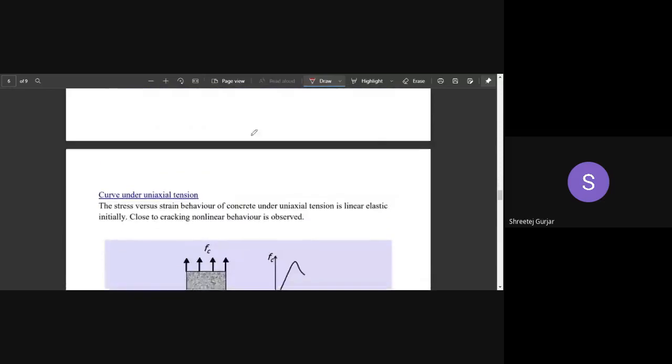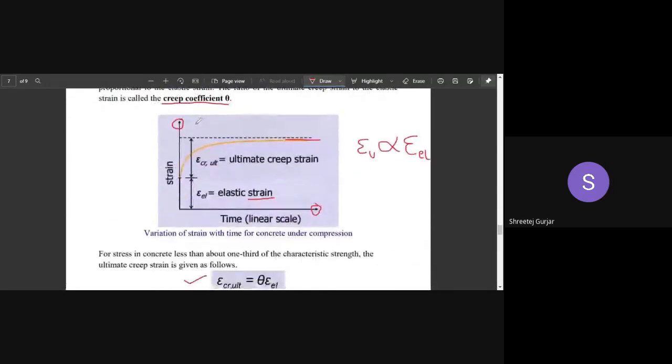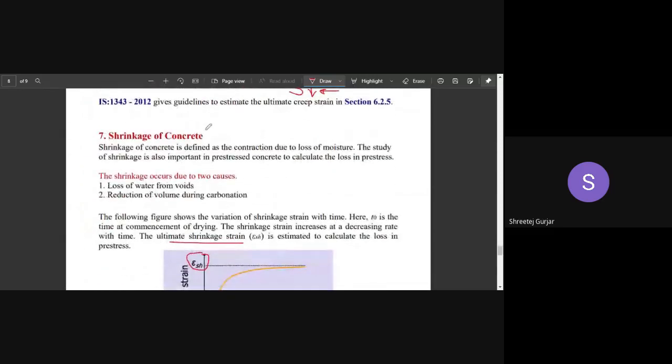After the stress-strain curve, we have looked into creep of concrete, and after creep, we have studied shrinkage of concrete. So these are the main properties related to concrete which we have studied. Now, moving on to the next, after this, we have to look into the properties of our steel.